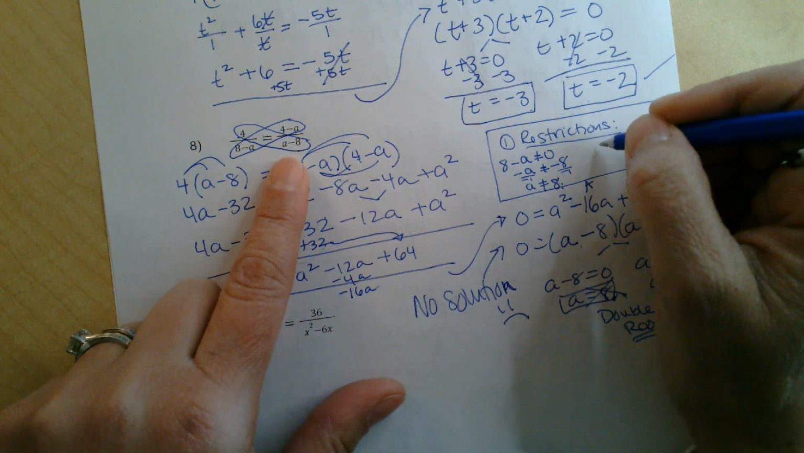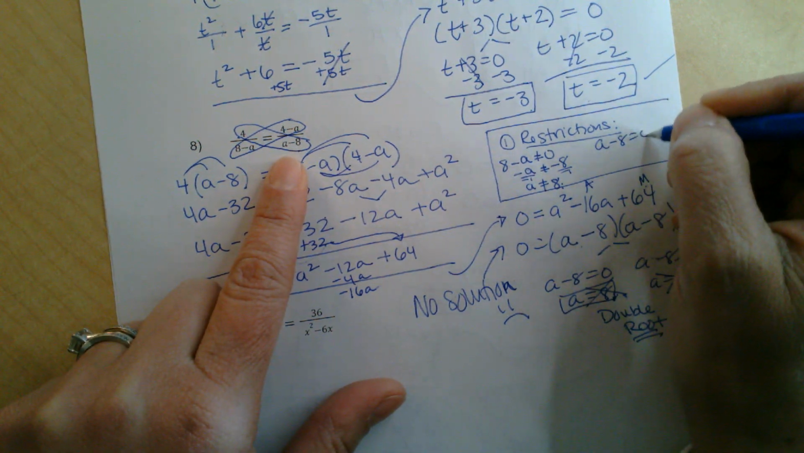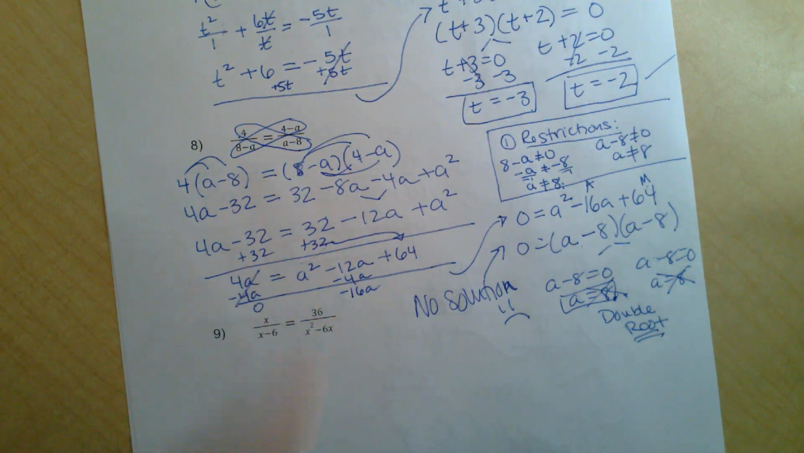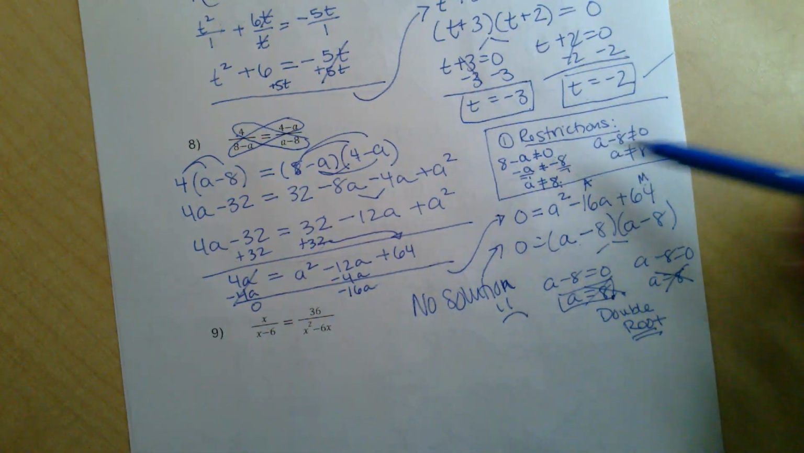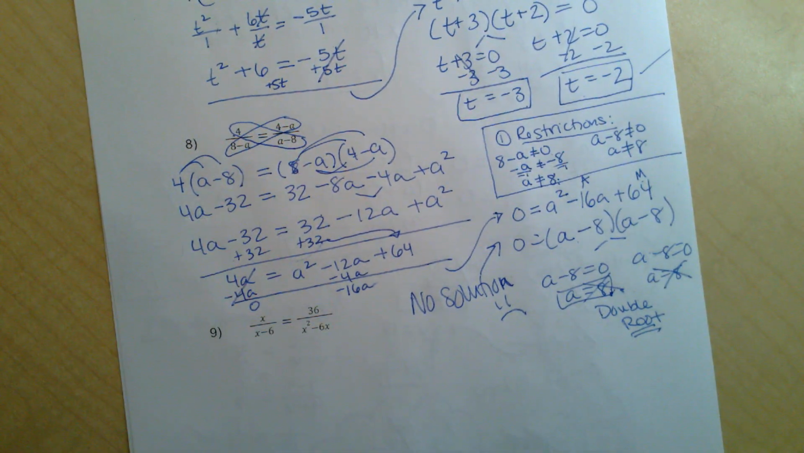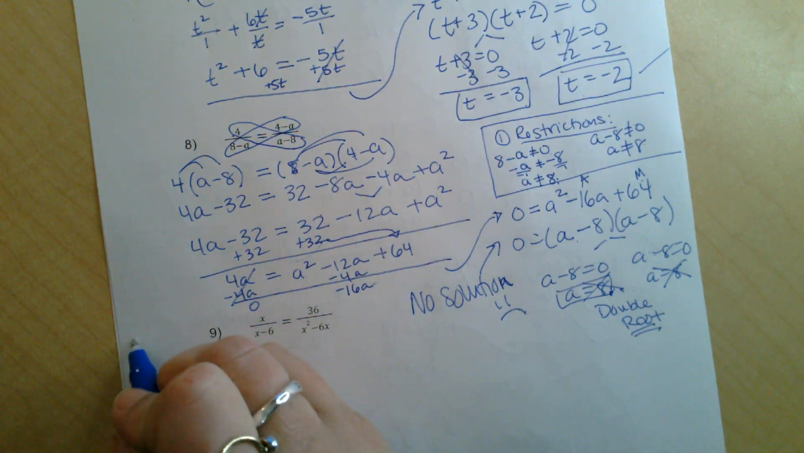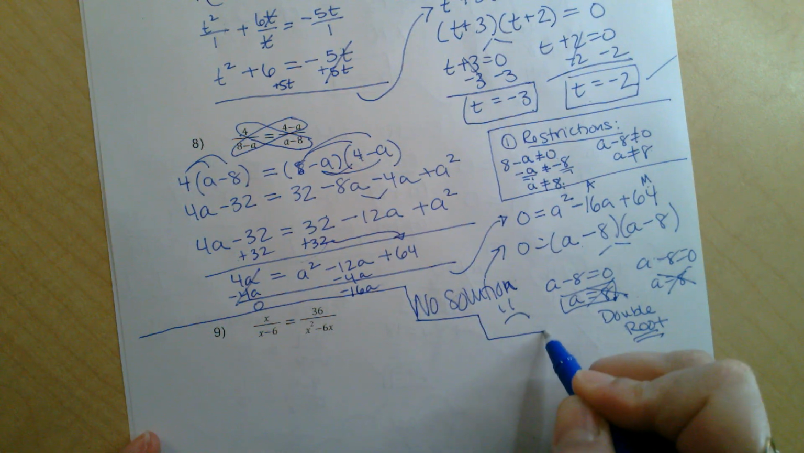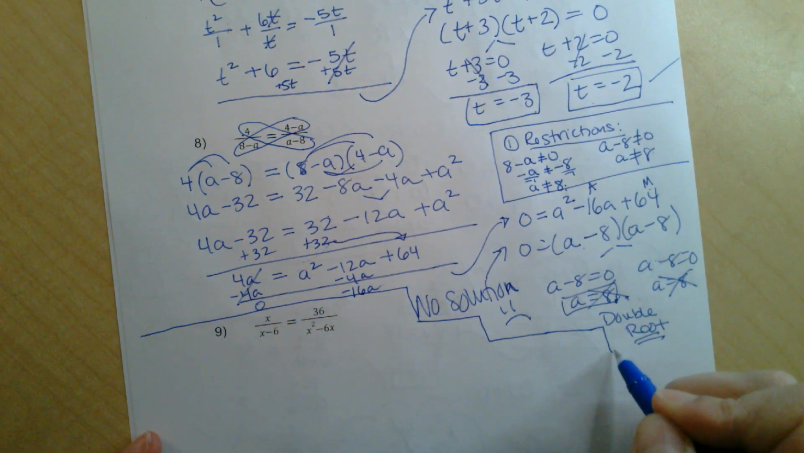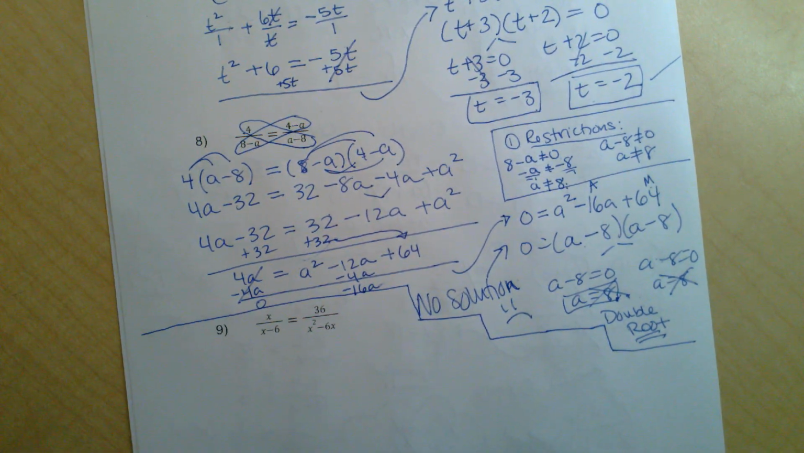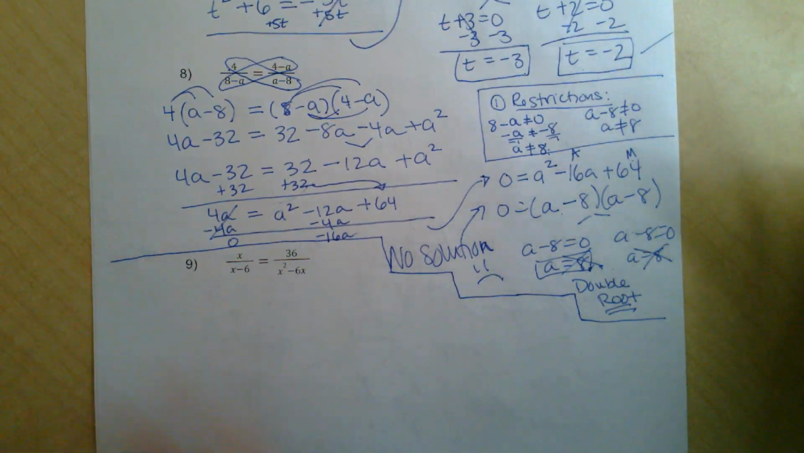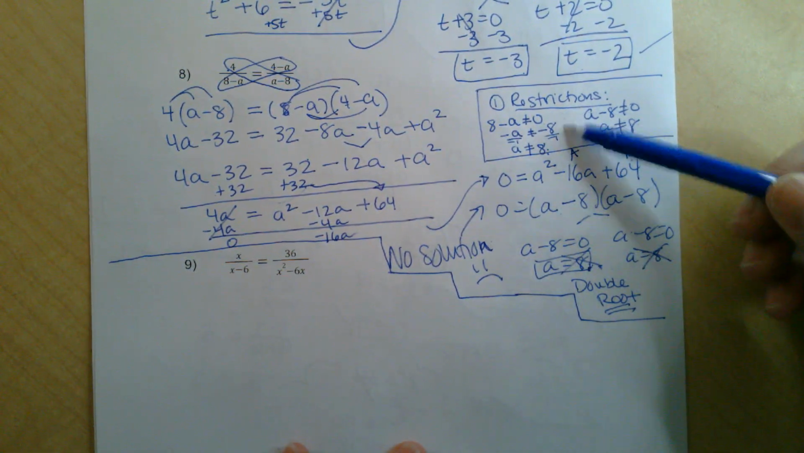My second restriction is a minus 8 can't equal 0. So here, my second restriction is that it can't equal 8 either. So whichever one you did first, you're going to say that there's no solution to this problem. All right, and my last one, because we got a little crowded and I want to keep all my work together. Here we go. Hopefully this one will have a solution. We'll see.